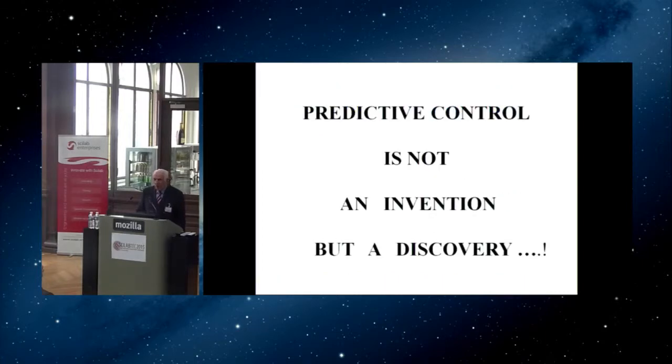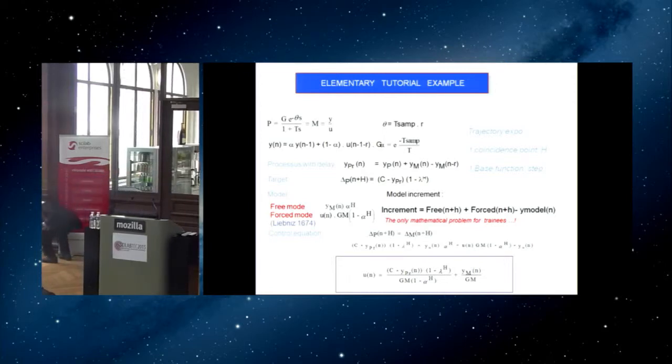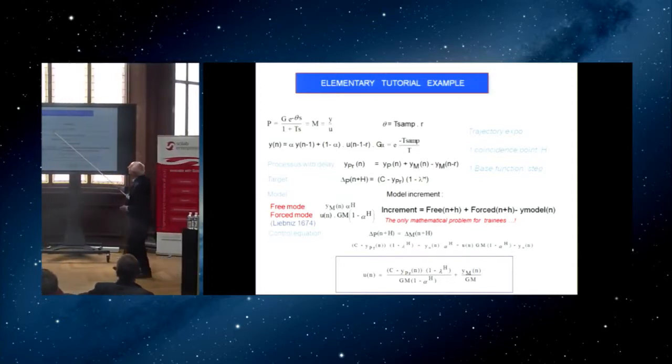Okay? So, predictive control is not an invention, but a discovery. That's what I started to say, that I did not invent predictive control. It is a discovery. Okay, let's take an example, a few mathematics. Let's take an elementary first order system.